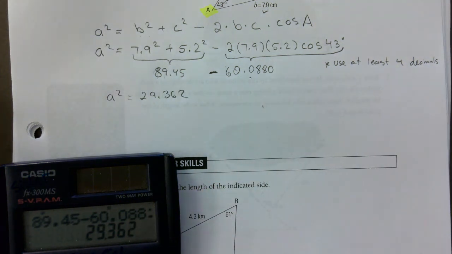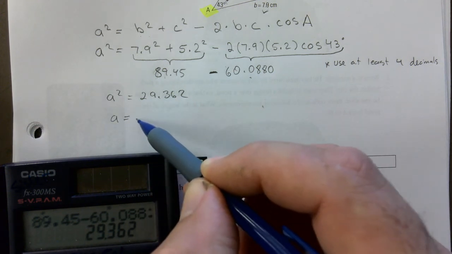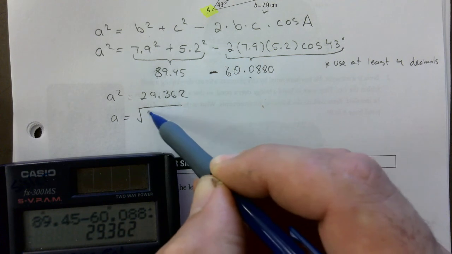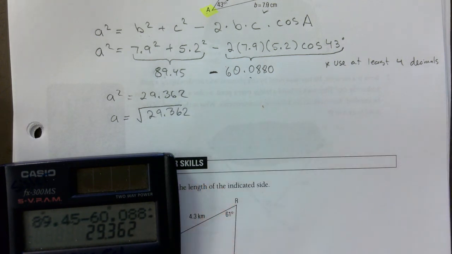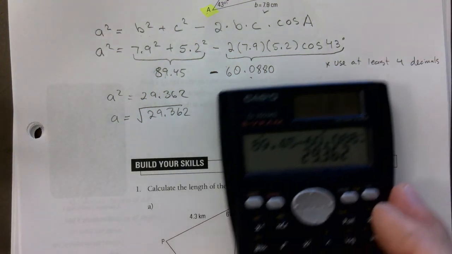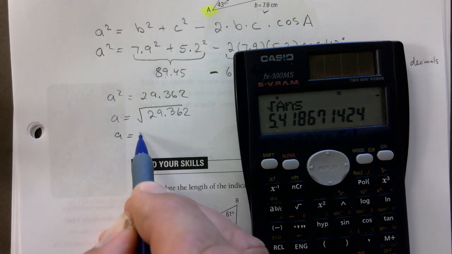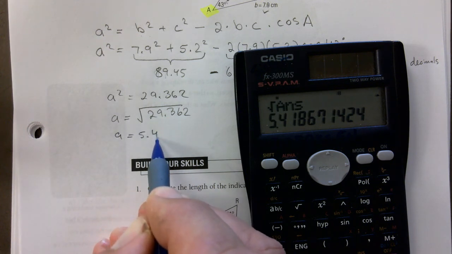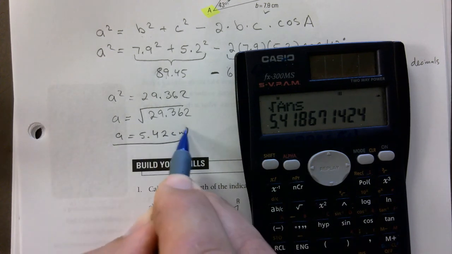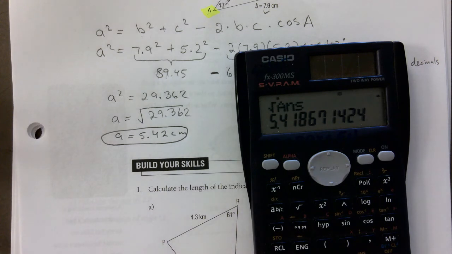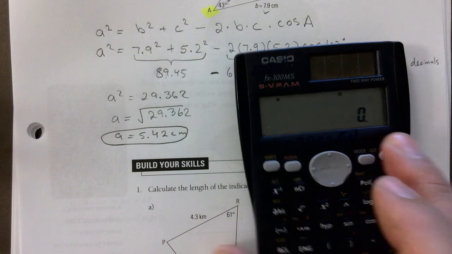And just like in previous grades, what do you need to do there to find the final answer? Square root, right? I will do this in a lot fewer steps in a bit. Okay, just follow along for now. So I'm taking the square root of my answer. So the answer is 5.42 centimeters. There you have it.